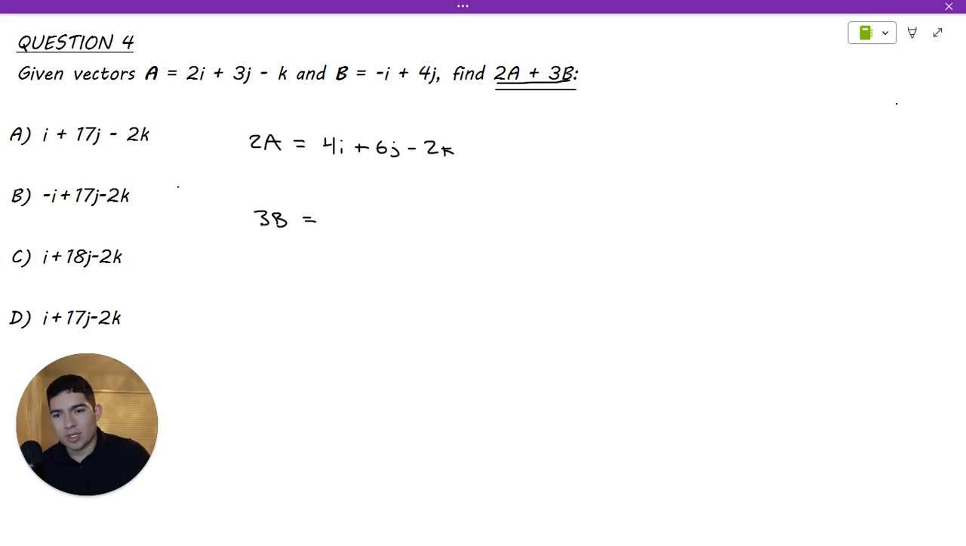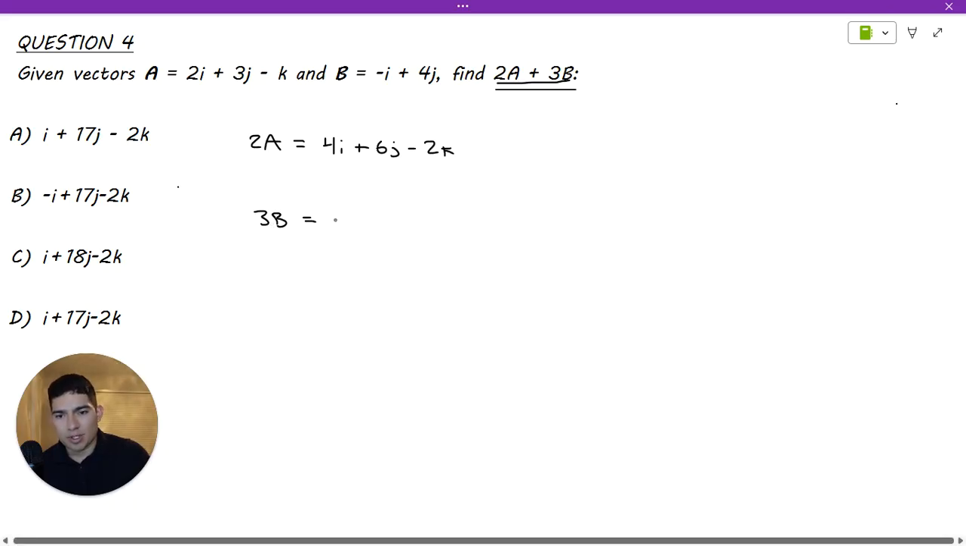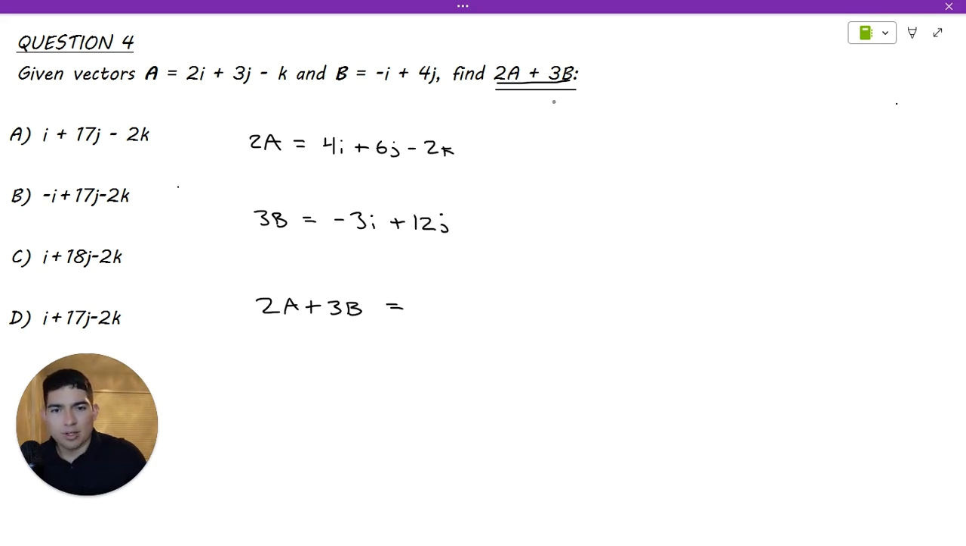If we follow the same procedure down here, we're going to get 3b is equal to negative 3i plus 12j. So now in order to get the result for this combination, we just need to do the vector addition of these two.